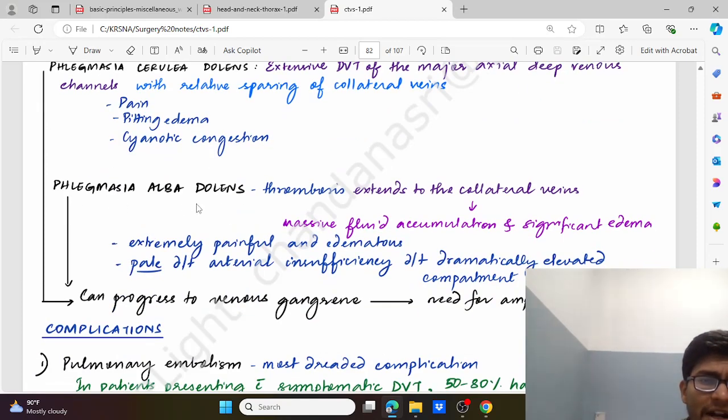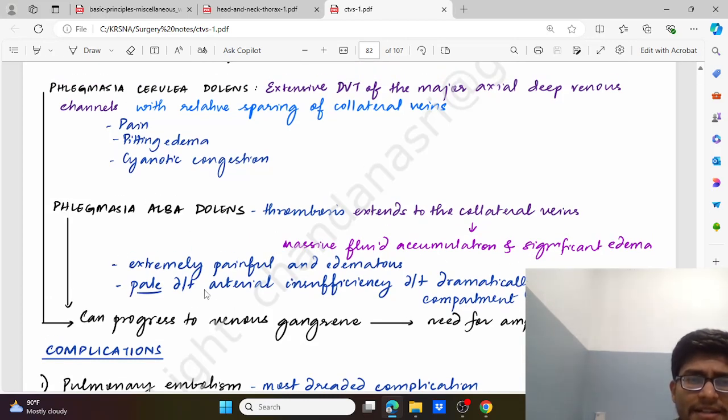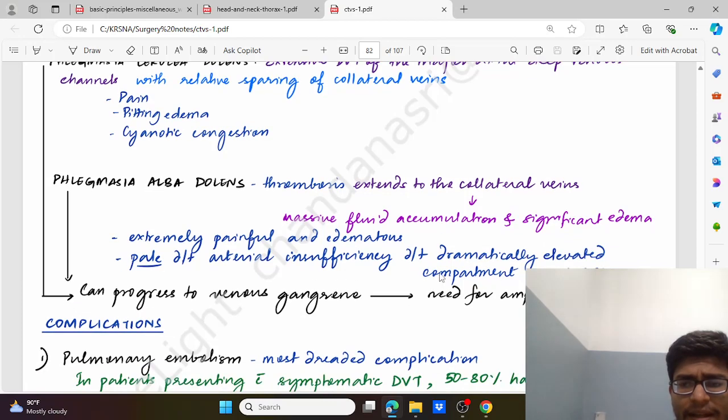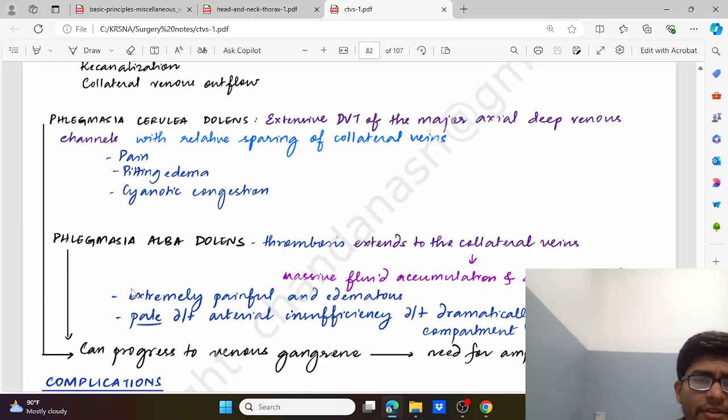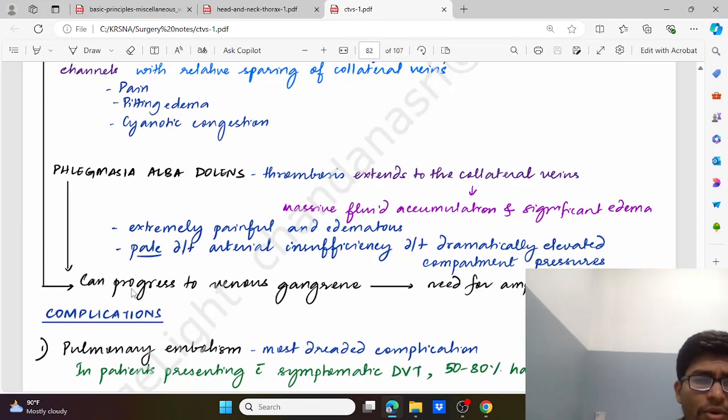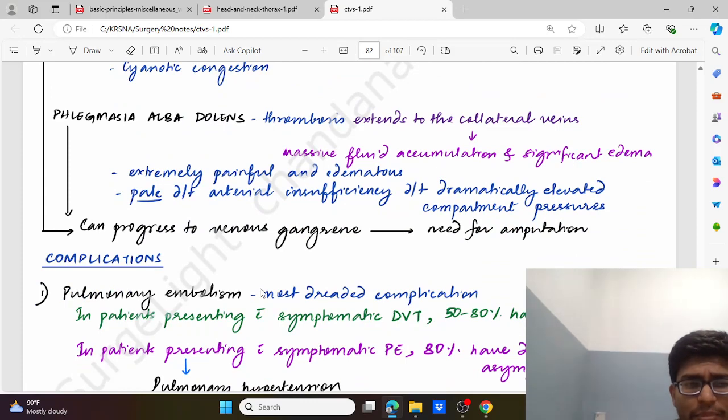In phlegmasia alba dolens, there will be thrombosis extending into the collateral veins, resulting in massive fluid accumulation and significant edema. So it will be extremely painful and edematous, and the limb will be pale due to arterial insufficiency, and there will be compartment syndrome. Later, both phlegmasia cerulea dolens and alba dolens can progress to venous gangrene and will need amputation.